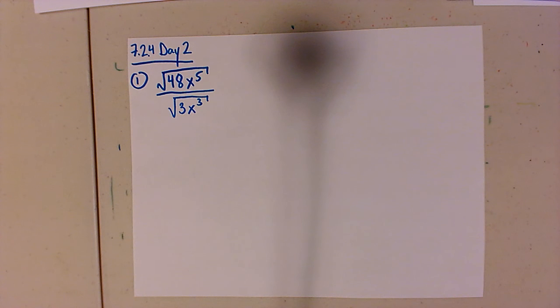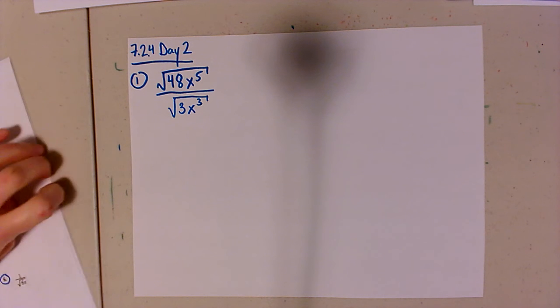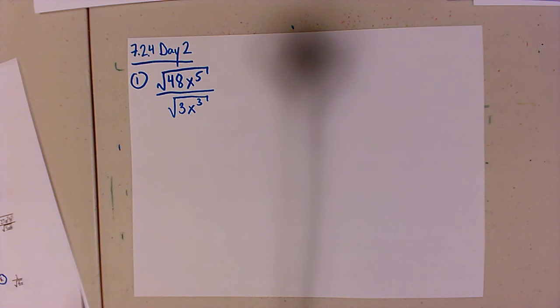Hello, Algebra 2. This is the second day of 724. So this is more practice with dividing radical expressions. And so we'll just jump right into the classwork. The rules are the same as last class, and we're just going to get more practice with the same thing that we covered. So I'm looking at your classwork, and I'll start off with number 1.